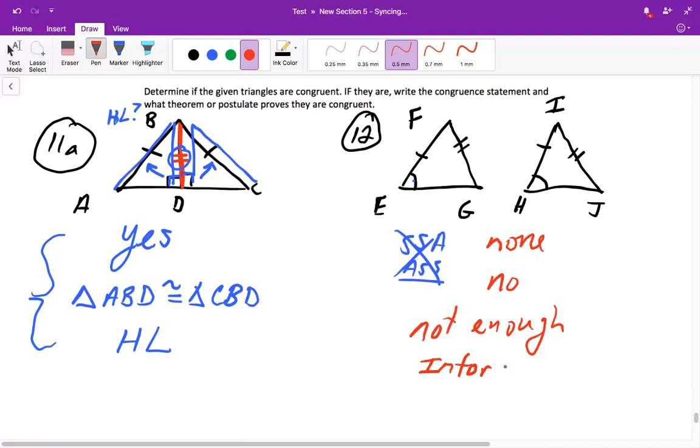Because if they provide a little bit more information for us to show, well, these angles are actually congruent, which there's nothing we can add right now, then we can say, yes, they are by side angle side. But for right now, there's not enough information for us to conclude whether they are or are not congruent. So I would prefer, and this is what I want you to do, if you say no or none, I'll give you credit for it as well, but not enough information is the true, real answer for this one. All right, let's move on to the next two.